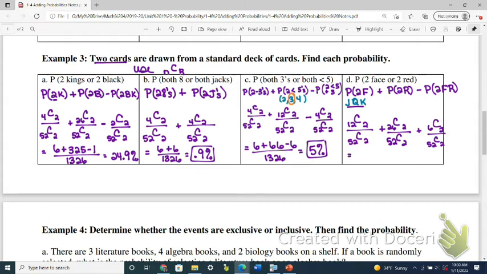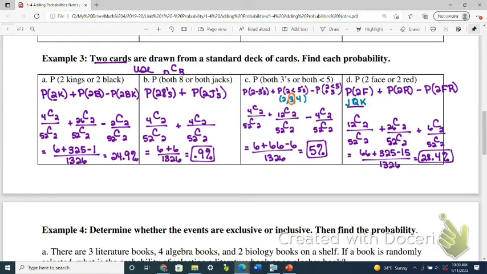So I end up with 66 plus 325 minus 15 all over 1326, which is 28.4%. And if you were choosing 3 cards, 4 cards, you would do the same process.